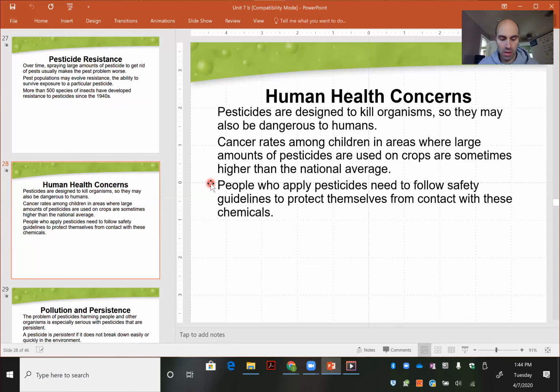Human health concerns. Now, how are humans affected by pesticides? You may be thinking, well, hey, Mr. F, they're spraying them on these plants. They're spraying them to get rid of insects. We're not an insect. Come on, why does it matter for us? Well, think about this. Pesticides are designed to kill organisms. We are an organism. So in some cases, in high enough dosages, these pesticides may be dangerous to humans.